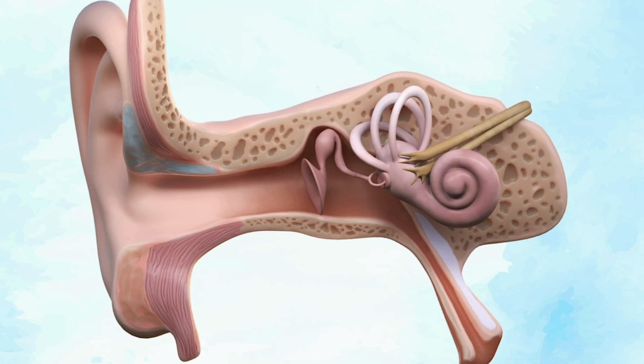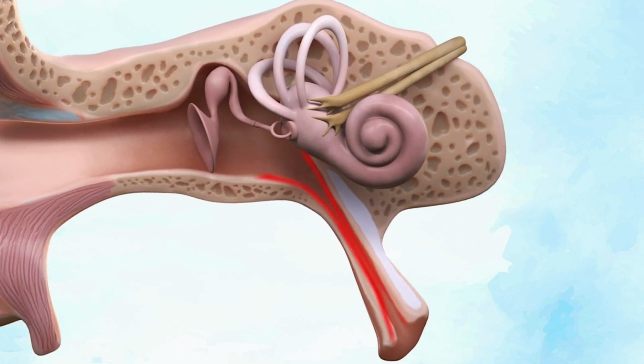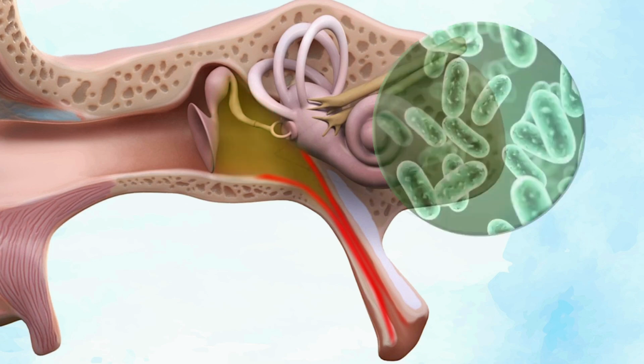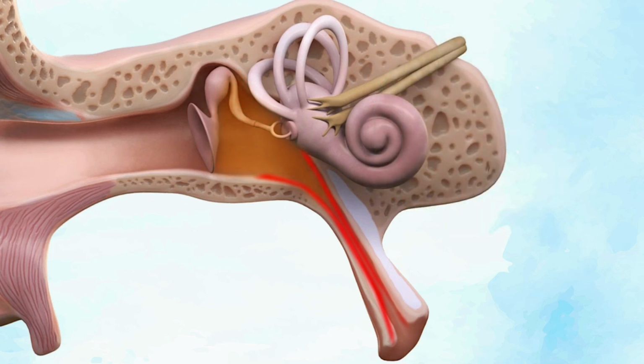However, if the eustachian tube doesn't open properly, or if it becomes blocked by mucus or swelling, the middle ear can become a breeding ground for bacteria or viruses, leading to ear infections.